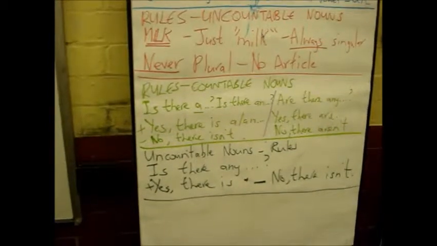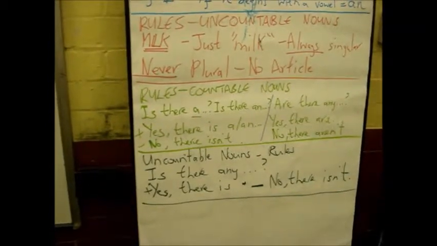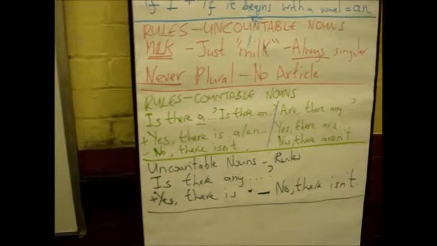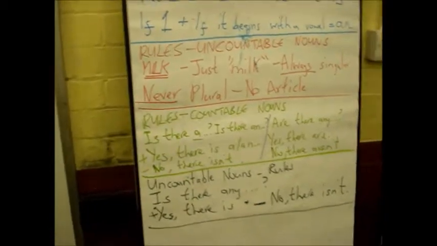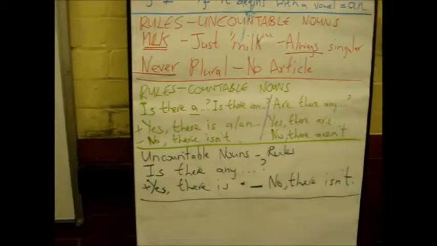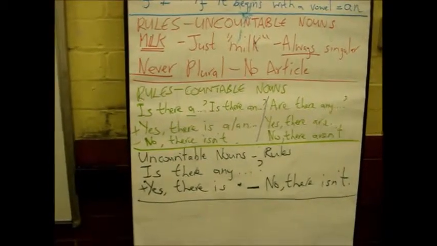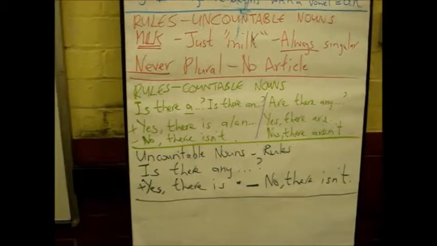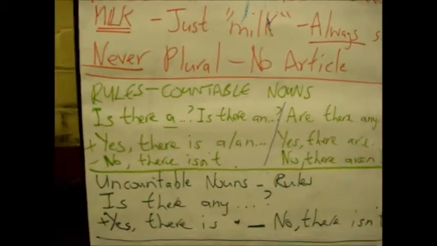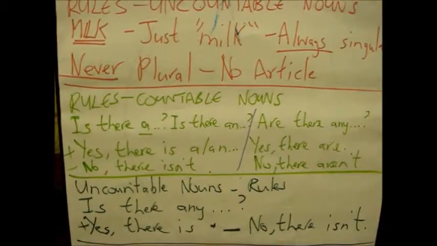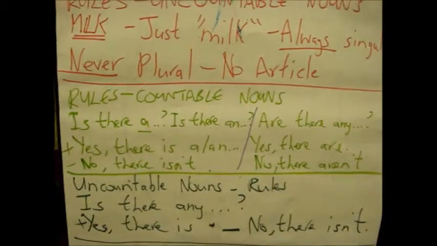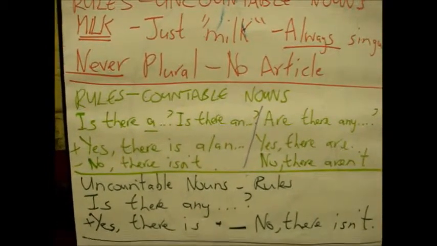But also for countable nouns, we can ask the question in the plural, which is how we generally ask. Are there any bananas over there? And the answer, yes there are, or no there aren't. But for uncountable nouns, the question is always, is there any? Is there any milk on the table? Yes there is, no there isn't. So remember that for countable nouns, you can ask about one thing to get yes there is or no there isn't, but in general, we ask, are there any bread rolls over there? Yes there are, no there aren't.